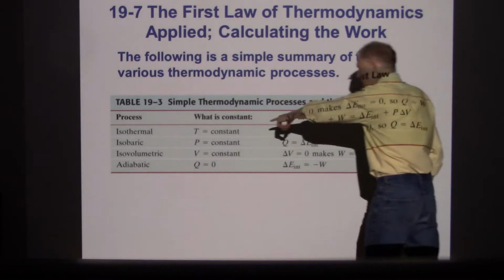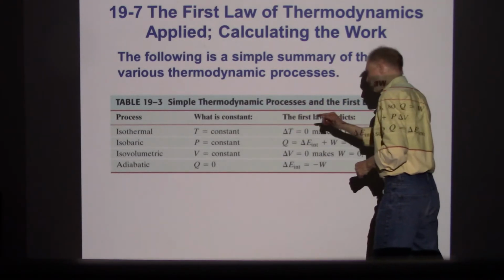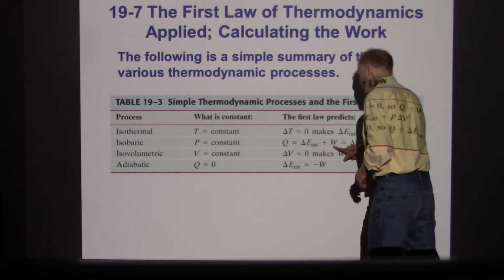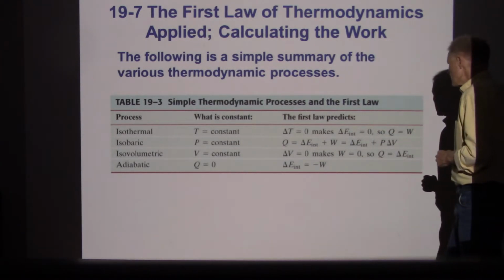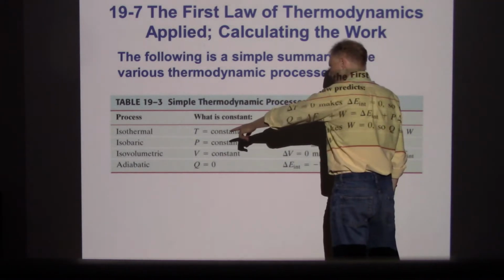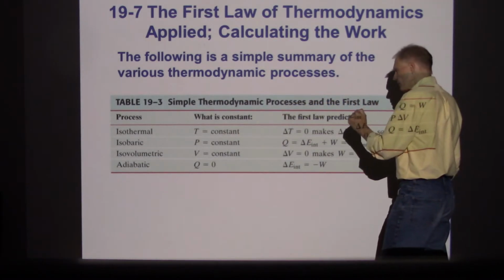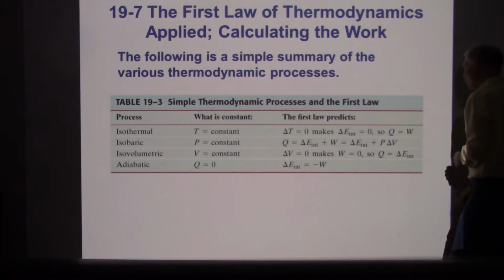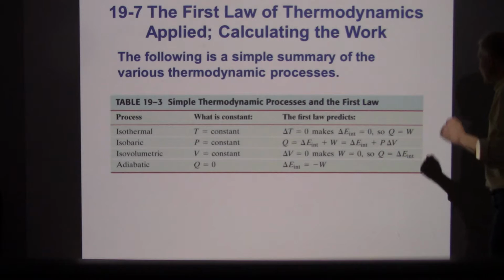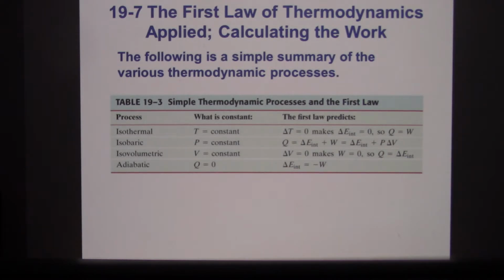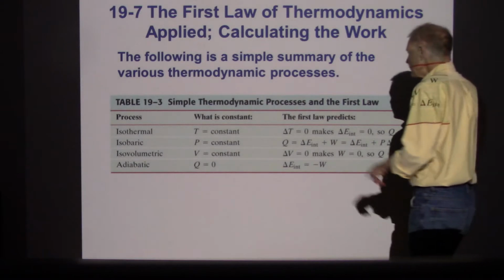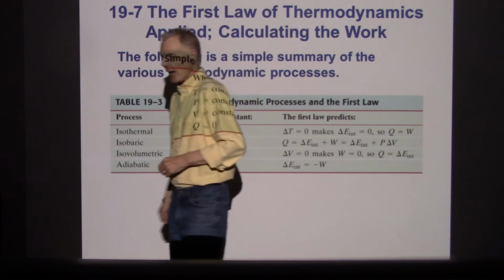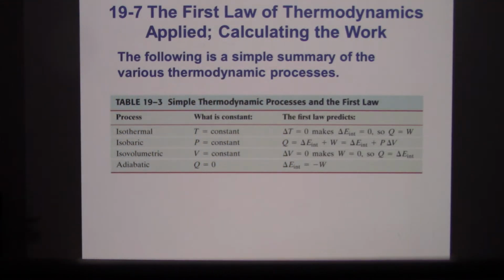The isobaric process, P is constant. For a process where P is constant, I can calculate the Q as the delta internal energy plus the W. I have to add in the work effect. Now, for an isovolumetric process, V is fixed, it's constant, and that means W is 0. Delta V is equal to 0, W is equal to 0. So all of the changes in internal energy have to be done purely by Q. And then finally for the adiabatic, Q is equal to 0, and that means that any changes in internal energy have to be due to work coming in or work leaving.